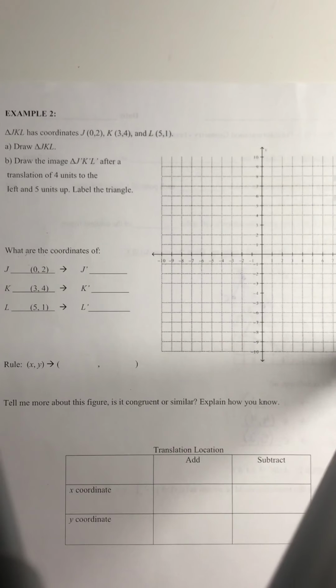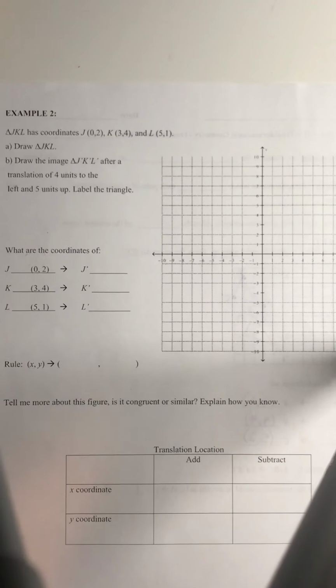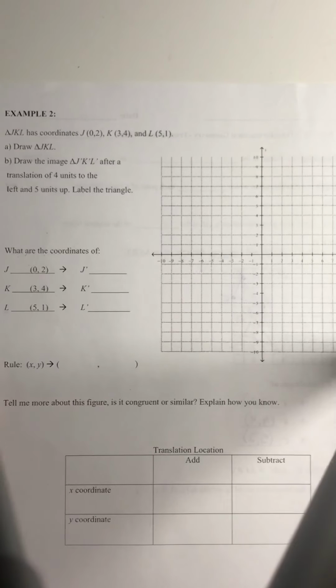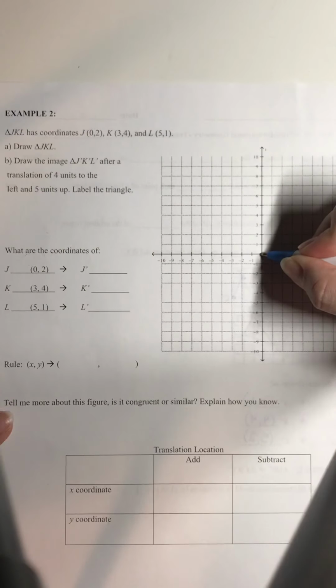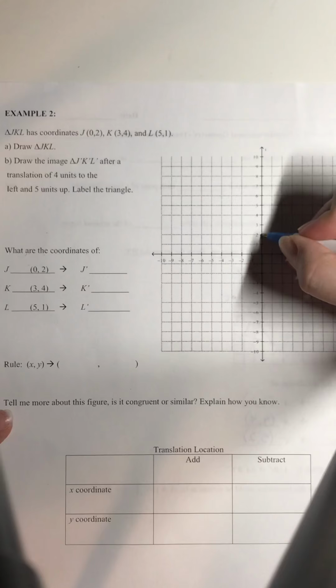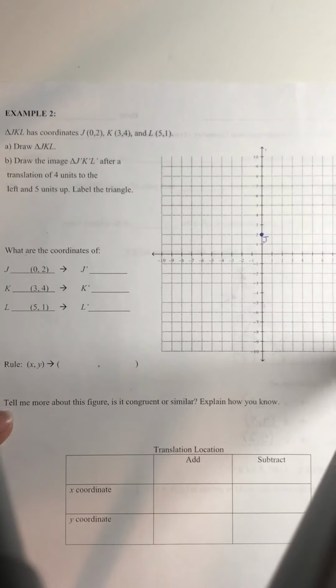Alright, let's look at example 2. Triangle JKL has coordinates (0, 2), (3, 4), and (5, 1). So let's graph that. 0 for our x and 2 for our y. We'll call that point J.